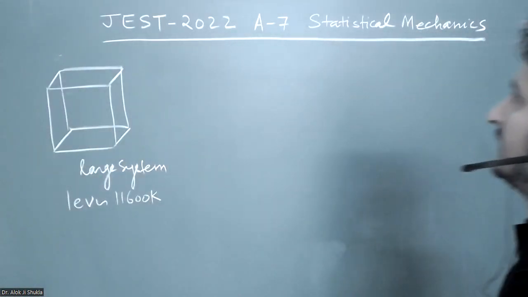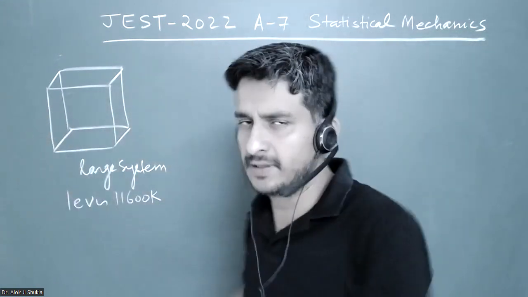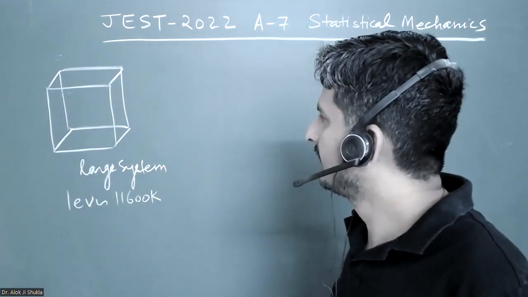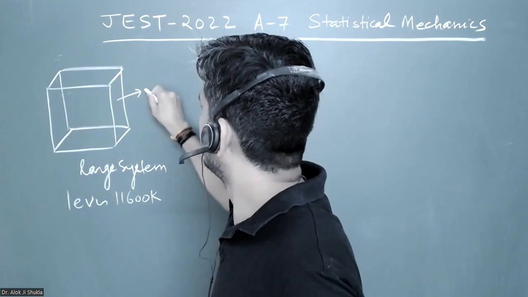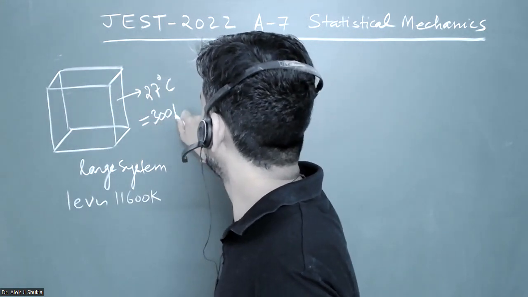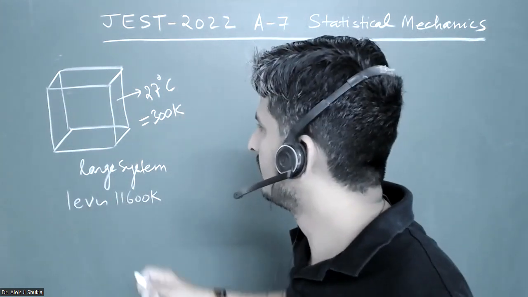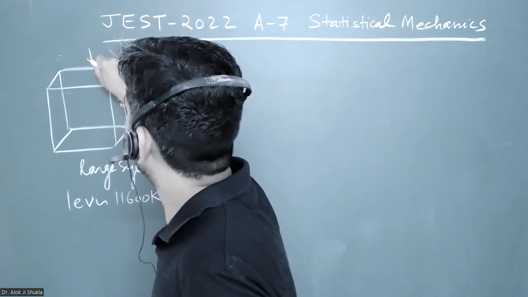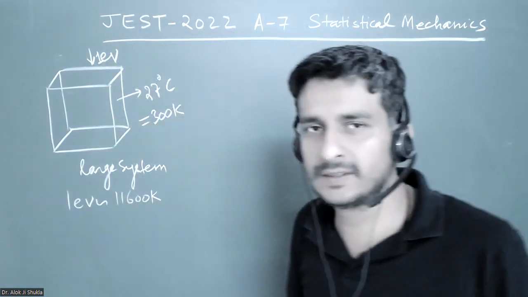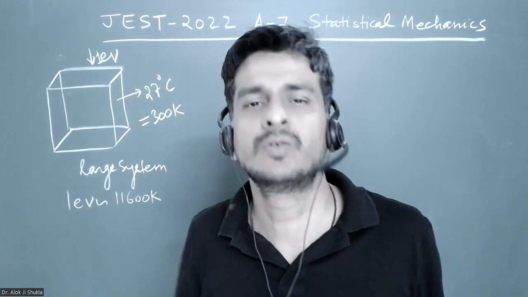This is a question from Statistical Mechanics, JEST 2022, in which a very, very large system is given. The system is at 27 degrees Celsius, which means it is at 300 Kelvin. They are saying that some energy, 1 electron volt, is added to this system, and because the system is large, its temperature is almost constant.